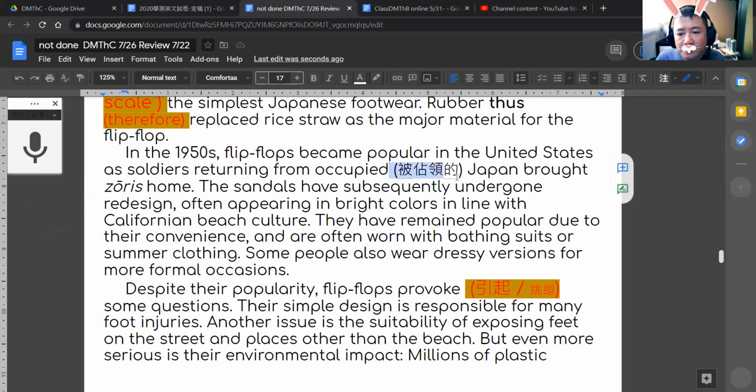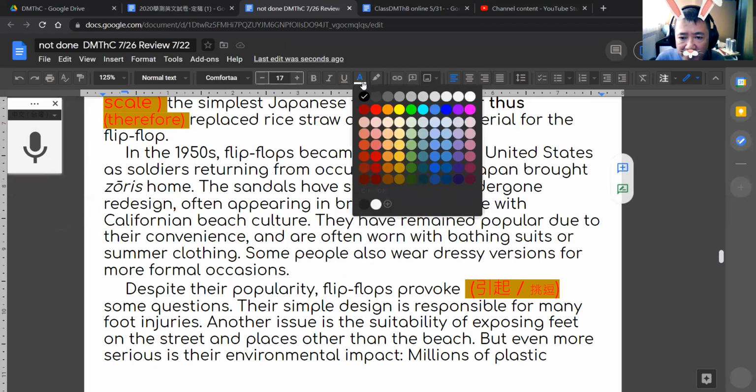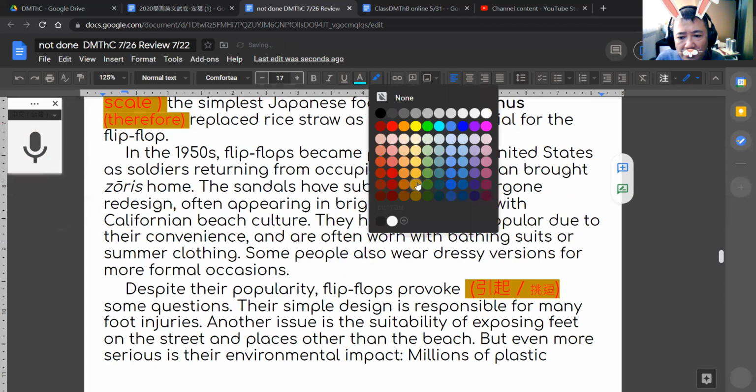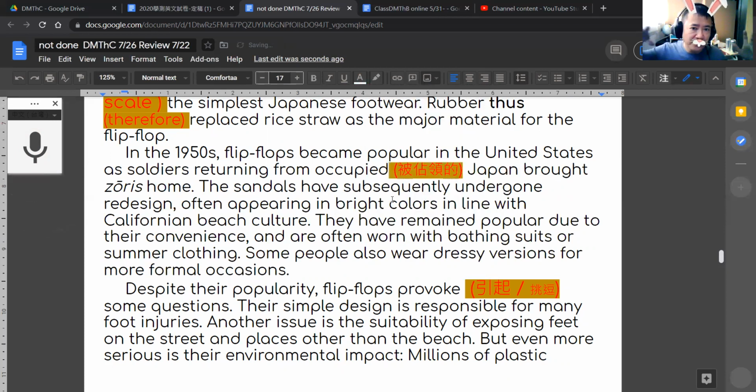So, from occupied Japan. So the soldiers from America, because they were stationed and they occupied Japan, came home after the war to America, and they brought home the sandals, the flip-flops. The sandals have subsequently undergone redesign, often appearing in bright colors in line with Californian beach culture.